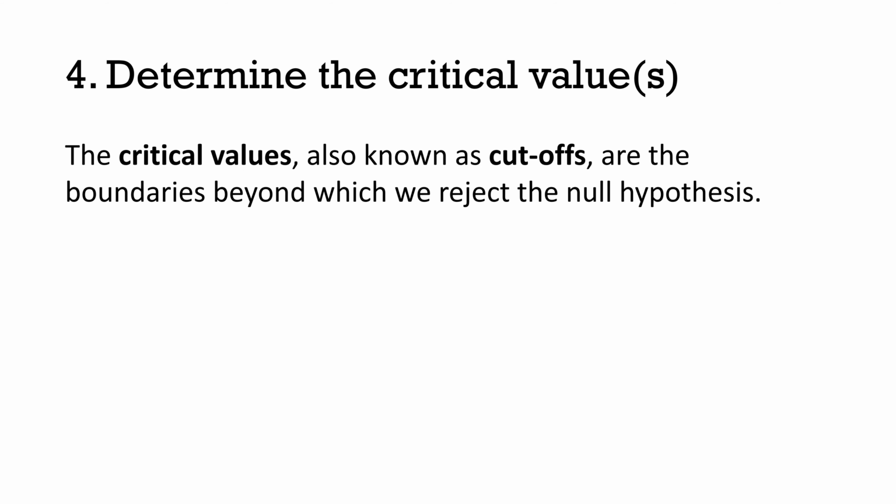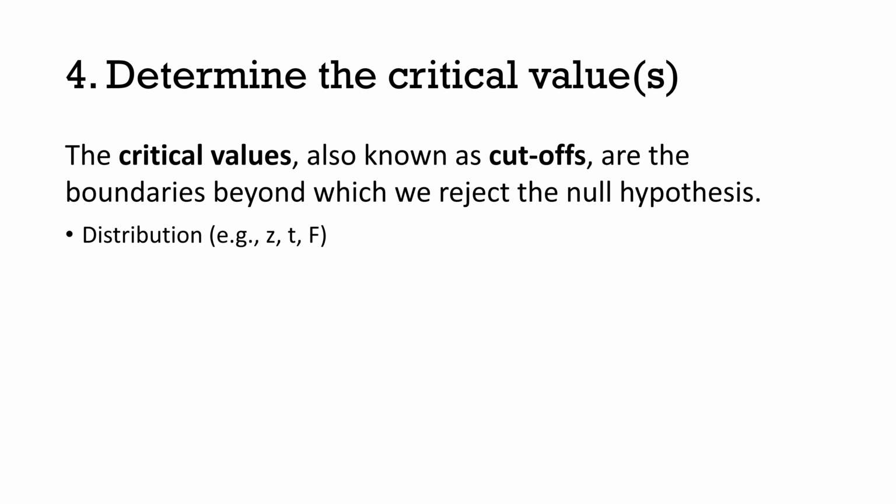Step 4 is to determine the critical values. The critical values, also known as cutoffs, are the boundaries beyond which we reject the null hypothesis. In a Z test, these will be values from the Z distribution. Later in the course, we'll cover T tests and F tests. In those cases, these will be values from the T and F distributions. We need a few pieces of information to determine the critical values.